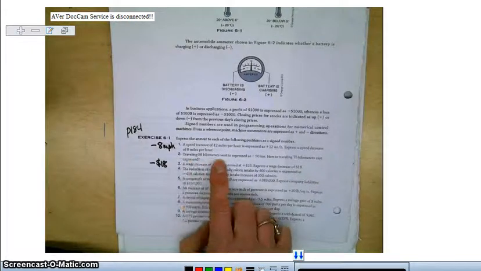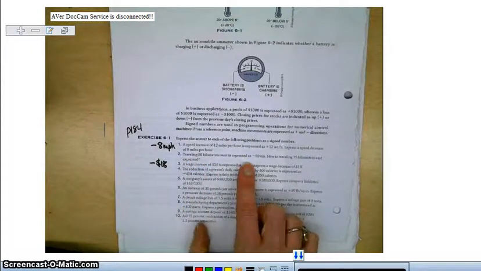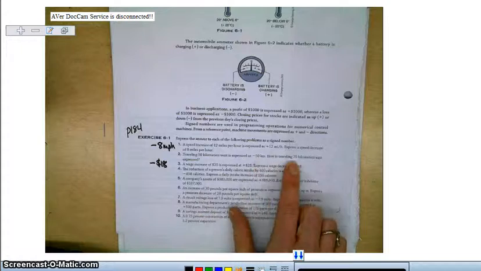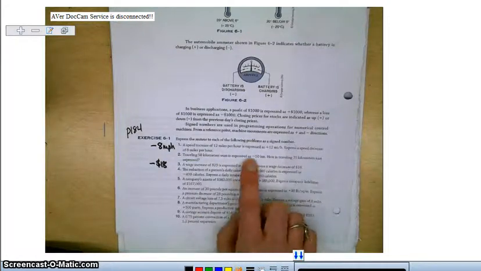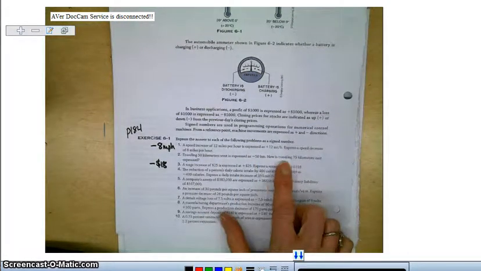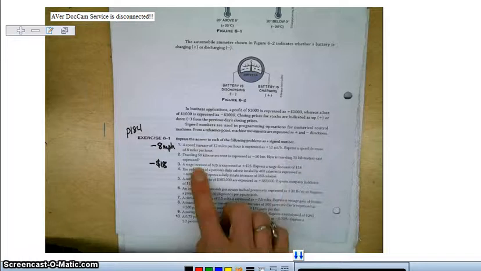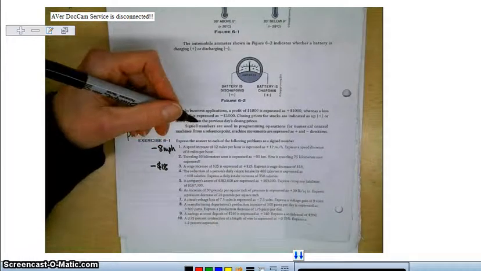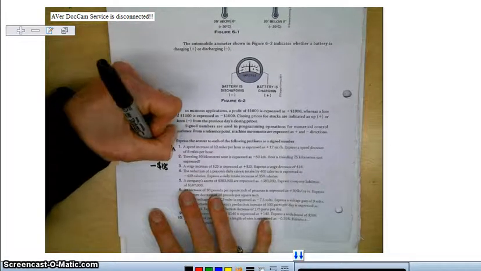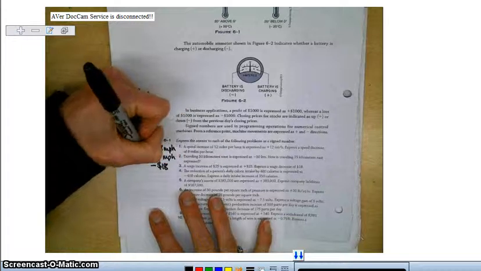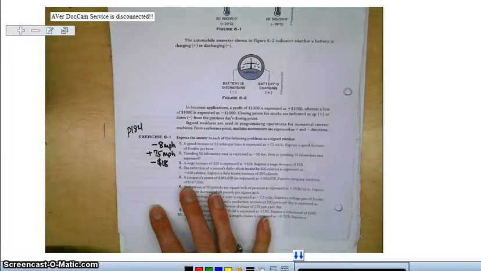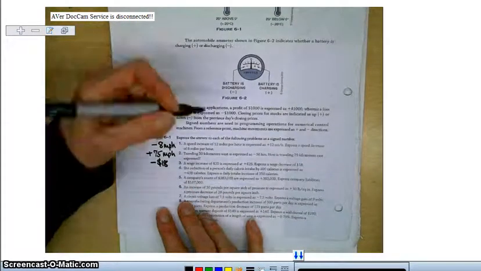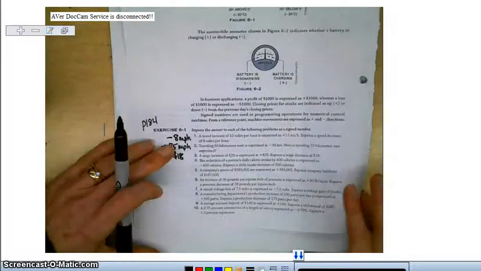All right, let's go back to number 2. Traveling 50 kilometers west is expressed as negative 50 kilometers. How is traveling 75 kilometers east expressed? So if west is negative, east must be positive, so that would just be 75 kilometers. And if you put a plus in front of it or you don't, it's fine. So that's just the first type of question.